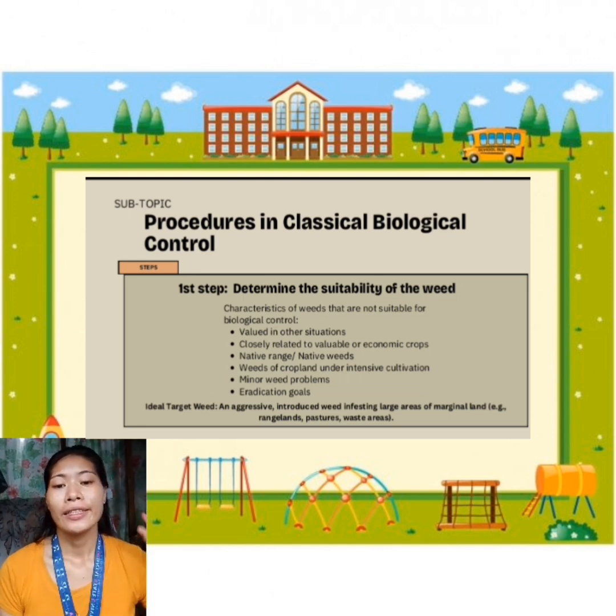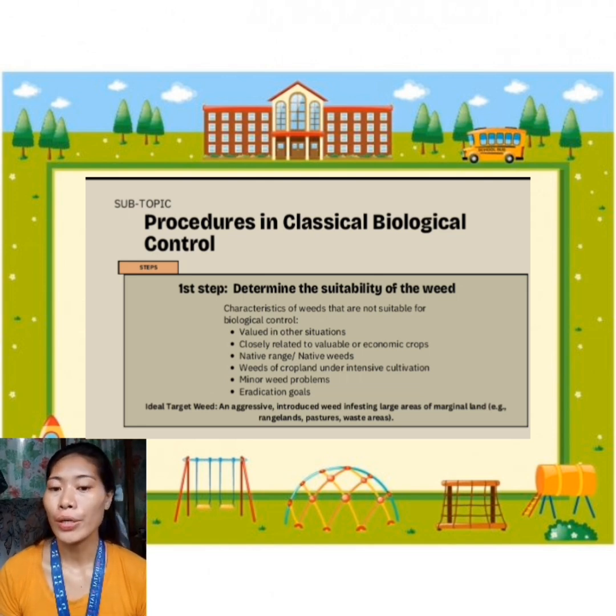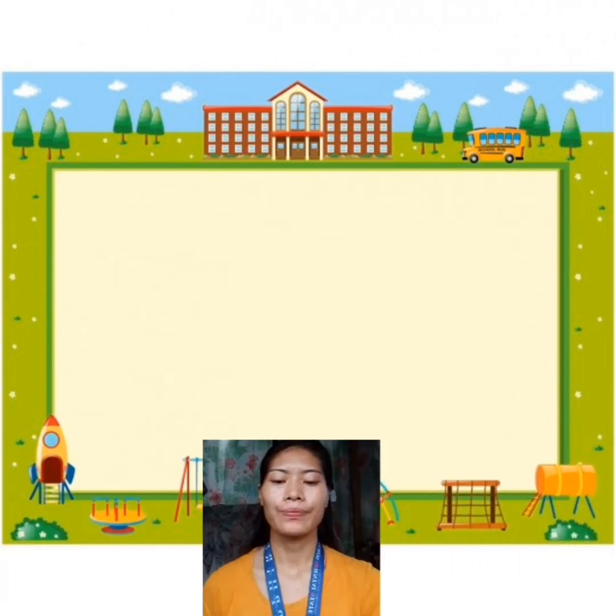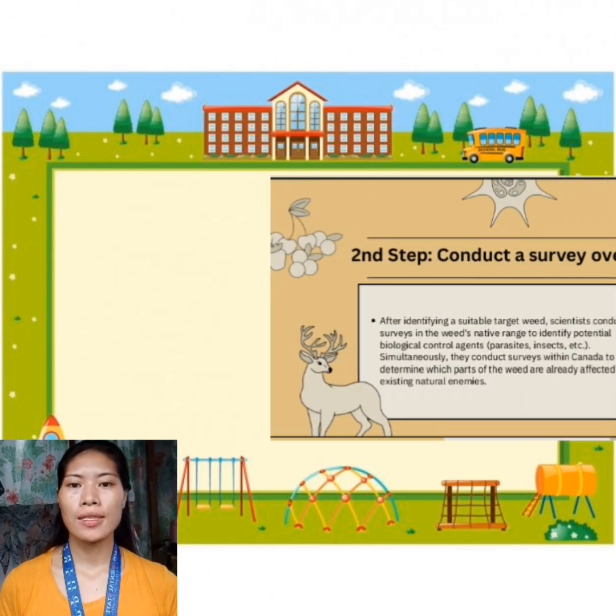And the exciting part is this. The ideal targets of biological control in weeds are those weeds that are aggressive, introduced, and infesting large areas of marginal land like rangelands, pastures, and waste areas. Let's proceed to the second step.